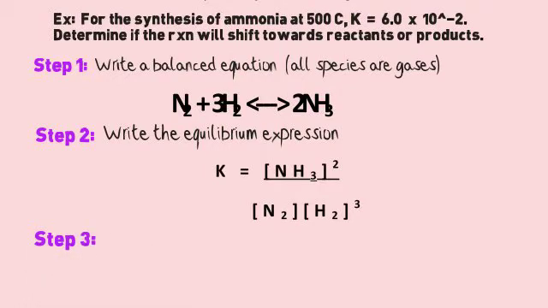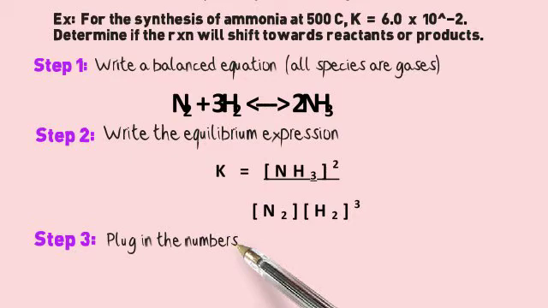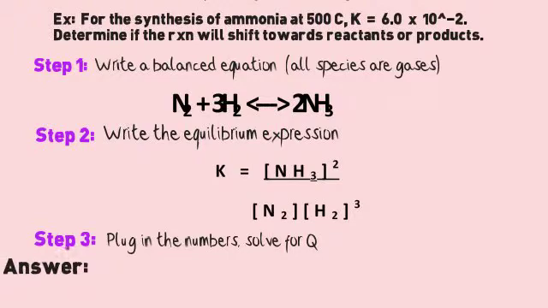Step 3, I am not solving for it. You plug it in. You figure out Q. So you plug in the numbers, solve for Q, and then make a determination as to which way this reaction is moving. Here comes the answer, or you can pause.